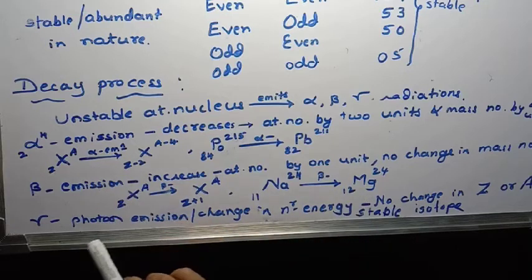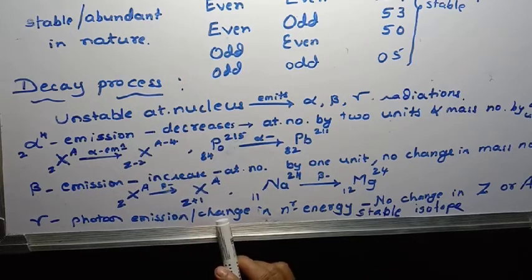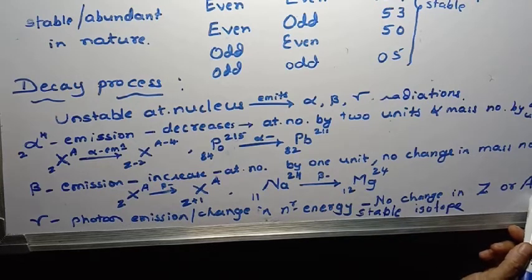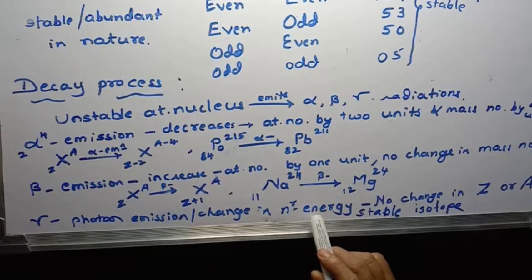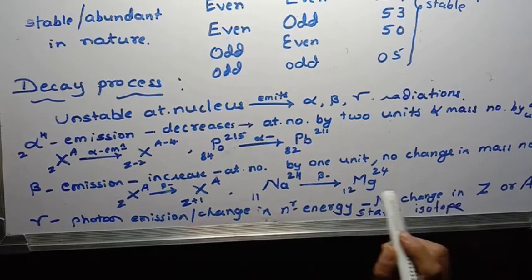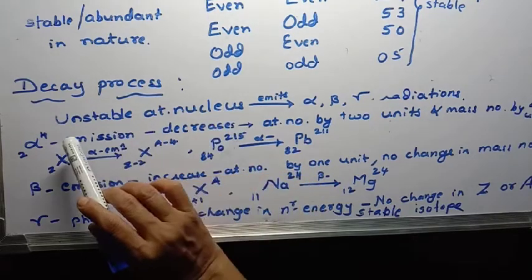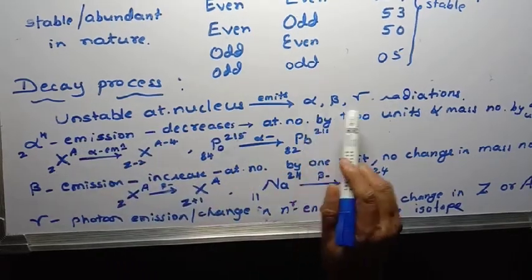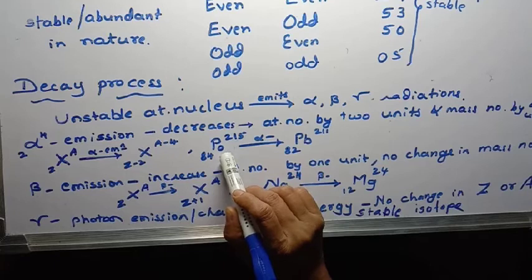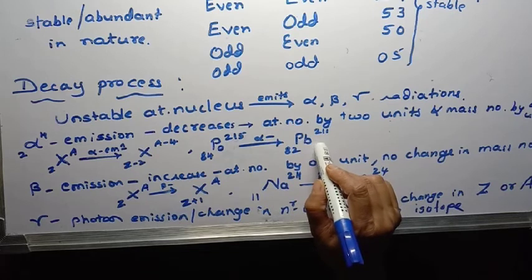When the unstable nucleus emits a photon, or gamma radiation, there is no change in either atomic number or mass number, but there is a change in energy and it attains the stable isotope. This is about the decay process, or disintegration process. During the emission of such radiations, the parent element is the beginning one, and after the emission the resulting element is said to be the daughter element.